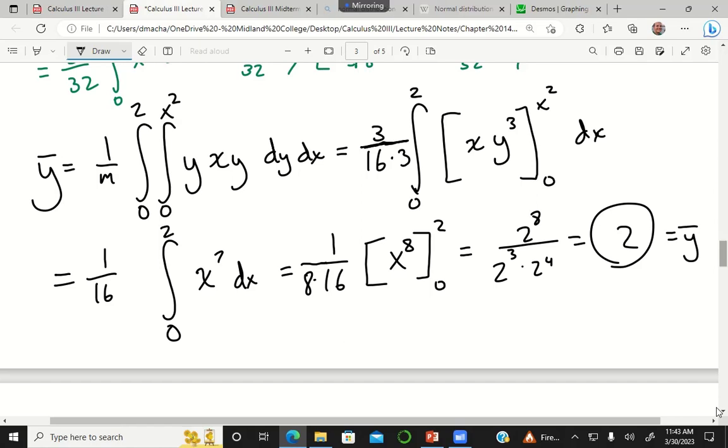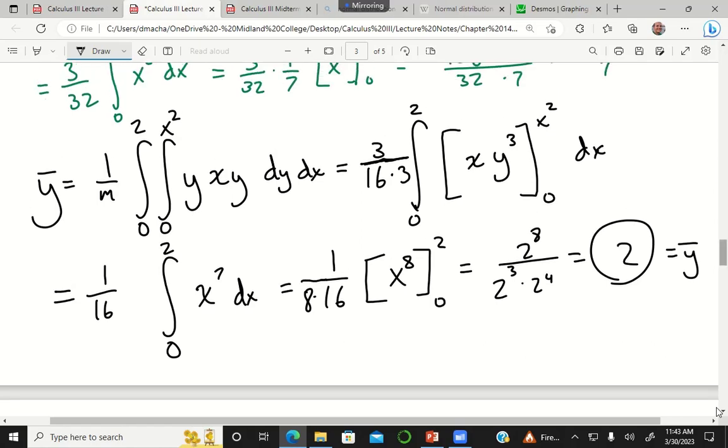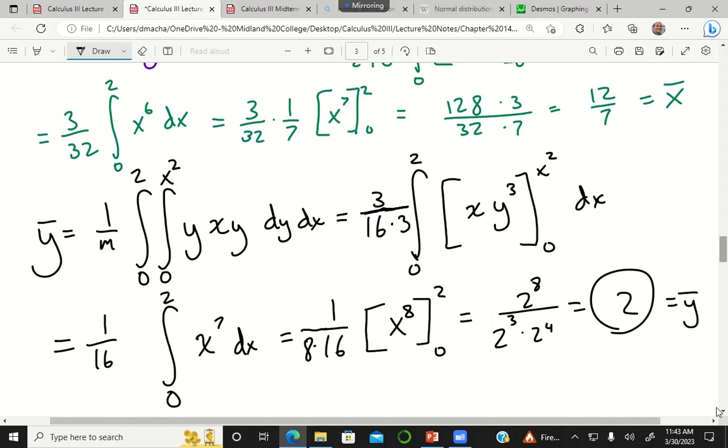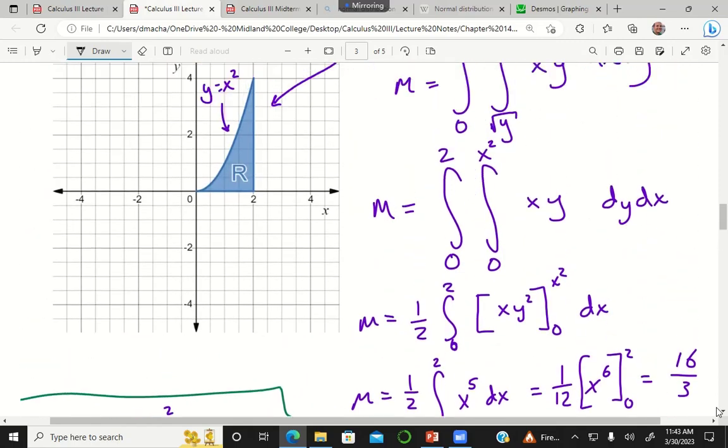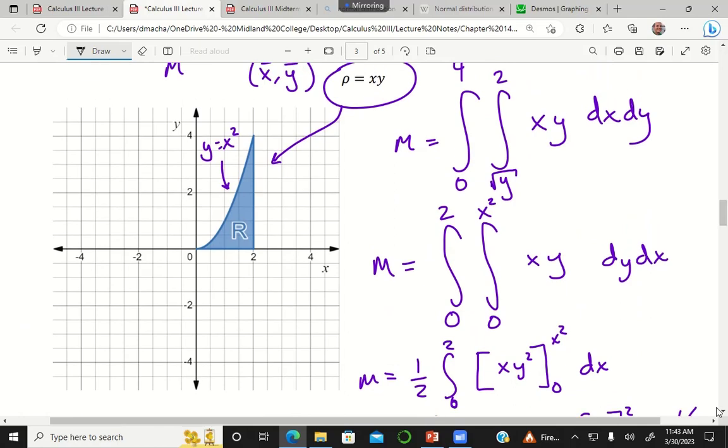So let's see if that makes sense. And I would always advise you to check the center of mass on problems like this and just say, does that even make sense at all? And so do the coordinates 12/7 and 2 make sense? So 12/7 would be like 5/7 more than 1, which would be like right here and then right there. That would be like my center of mass.